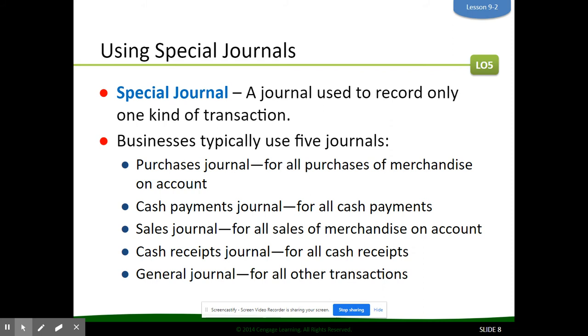The cash payments journal is for all cash payments, and we're going to talk about that in sections 9.4 and 9.5. The sales journal is for all sales of merchandise on account, and we're going to talk about that in chapter 10. Also in chapter 10, we're going to talk about the cash receipts journal. That's for all cash receipts. And then the general journal, we're going to revisit that again in chapter 11. We're going to talk about the transactions that you would put in the general journal specifically for a merchandising business, and we're going to touch on some transactions that we didn't visit in chapters 1 through 8.